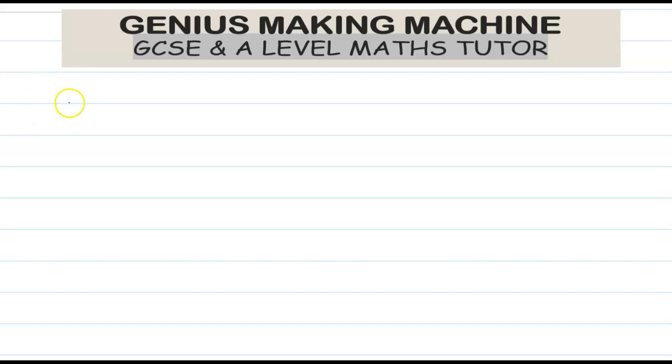Hi there, today we are going to learn about the product rule. Product rule is basically a simple rule which is a product of two functions u and v. So u is a function of x and v is a function of x.